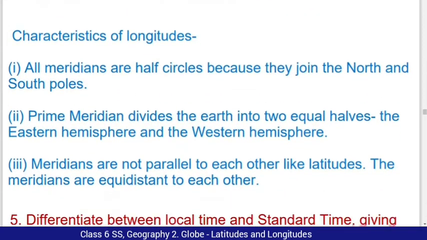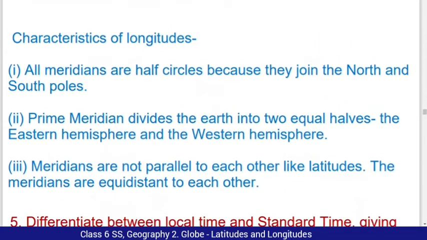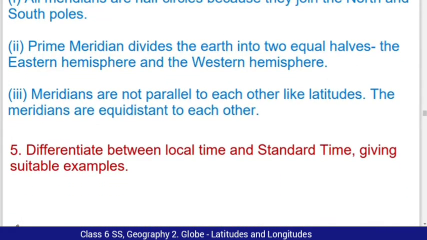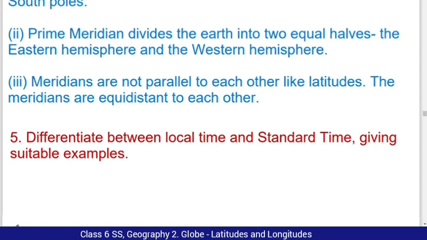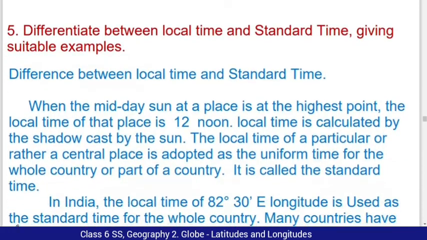Now characteristics of longitudes. First one, all meridians are half circles because they join the north and south poles. Second one, the prime meridian divides the earth into two equal halves, the eastern hemisphere and the western hemisphere. Third, meridians are not parallel to each other like latitudes. The meridians are not equidistant to each other.